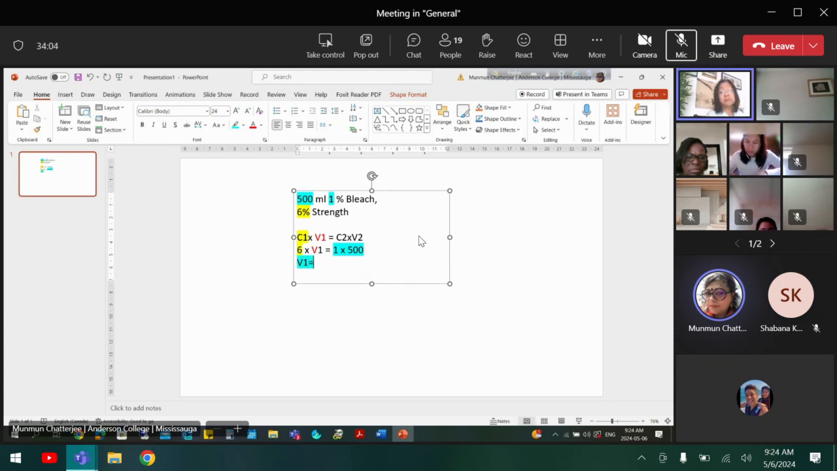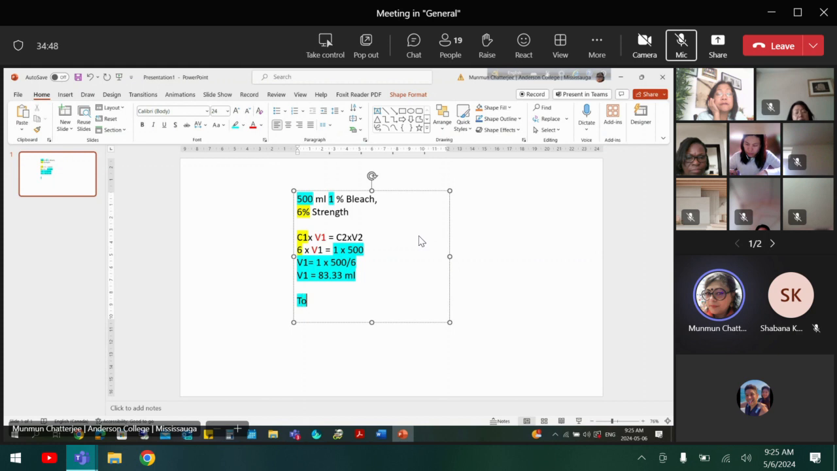V1 is equal to 1 times 500 divided by 6. So V1 is equal to 500 divided by 6, which is how much? 83.33. This is going to be ml. So you have to take 83.33 ml.